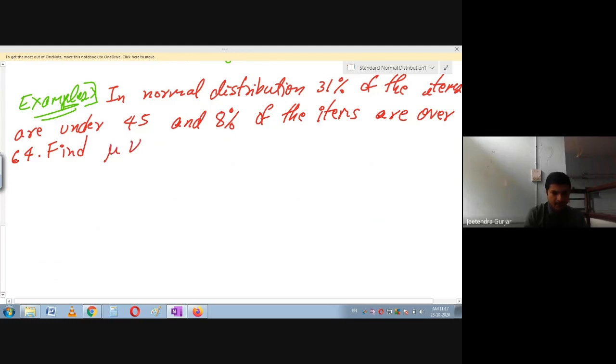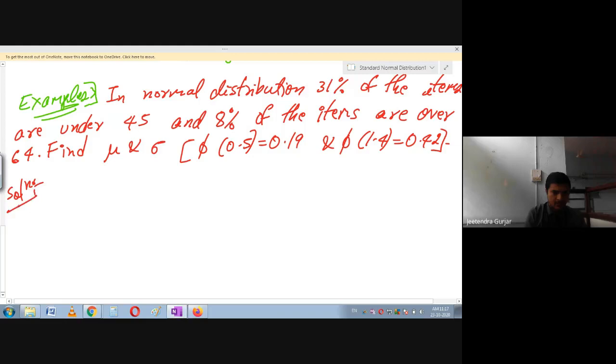It's very important, so try to understand this. If you don't understand, please go through the video again and again. I've made it very simple. We'll try to solve this now. You can see they have given the normal distribution: 31% of the items are under 45 and 8% of the items are over 64. Find, very simple, the mean and variance. They have told the given values: phi of 0.5 is equal to 0.19 and phi of 1.4 is equal to 0.42, students. So this is what they have given.